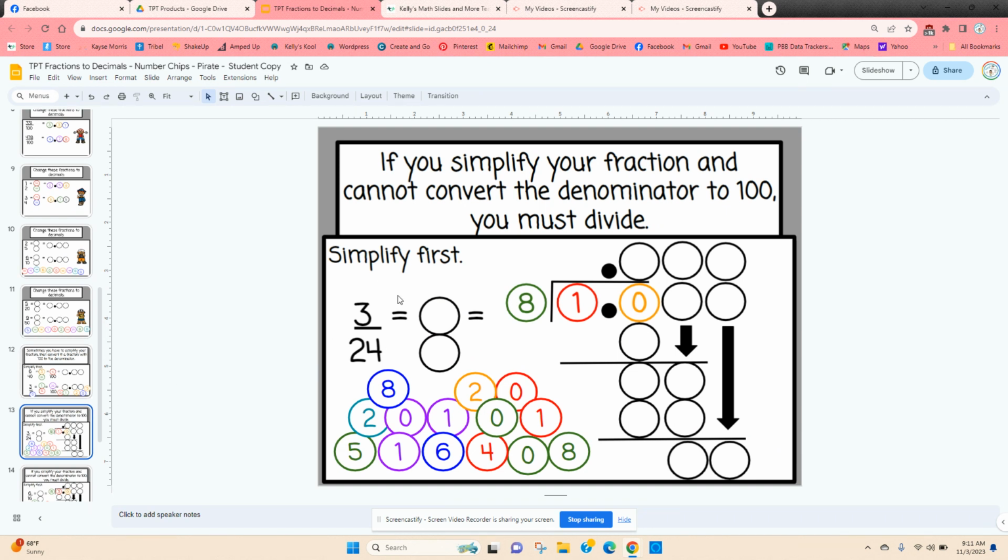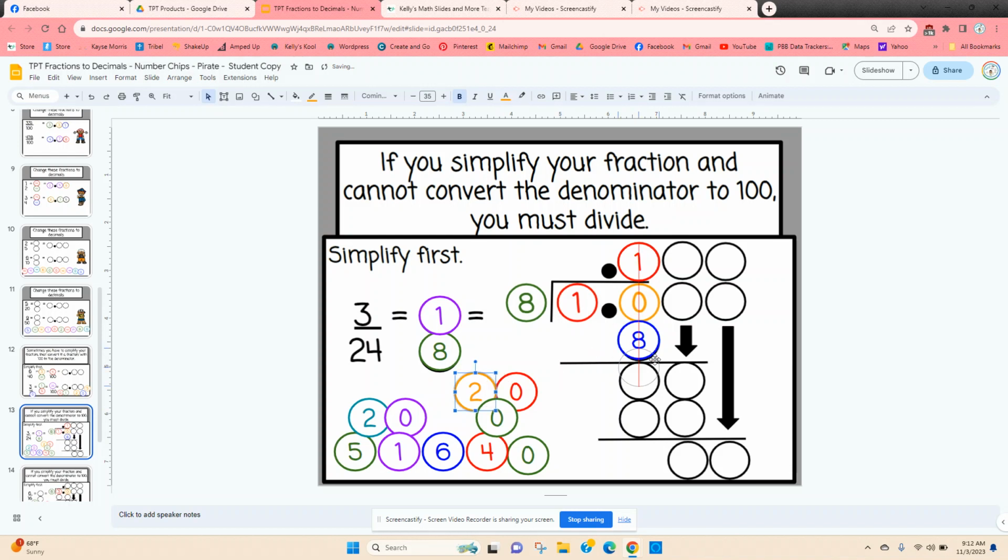Okay, the next slide, well, there are fractions that we can't convert to an equivalent fraction with 100 in the denominator. In that case, we have to divide. So here, the first thing we're going to do is simplify. So 3/24, if we divide by 3, we get 1/8. Now we can't convert that to a fraction with 100 in the denominator, so we're just going to use long division, 1 divided by 8. So students are going to use the number chips to do their long division. 8 goes into 10 one time. 8 times 1 is 8.